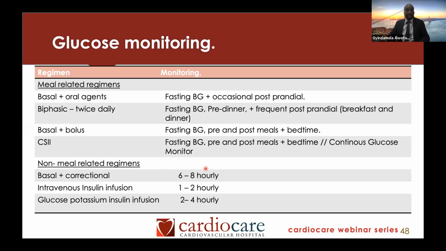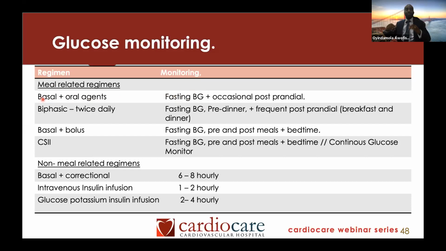Okay, so this talks about monitoring various regimens. Obviously, as I mentioned earlier, the frequency and intensity of monitoring varies directly with the intensity of the therapy. So for meal-related regimens, and for patients on basal insulin and oral agents, an example is someone on metformin and Diamicron, and now also on Lantus, because metformin and Diamicron were not bringing the sugar under control. Such a person should be checking at least the fasting blood glucose, which is the best way to assess a basal insulin. Don't forget I mentioned earlier that basal insulin mainly works by suppressing hepatic gluconeogenesis in the fasting state.